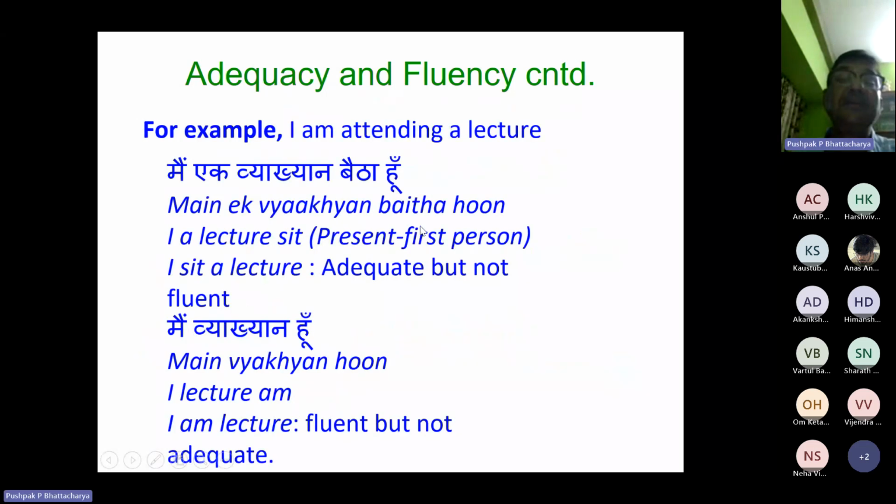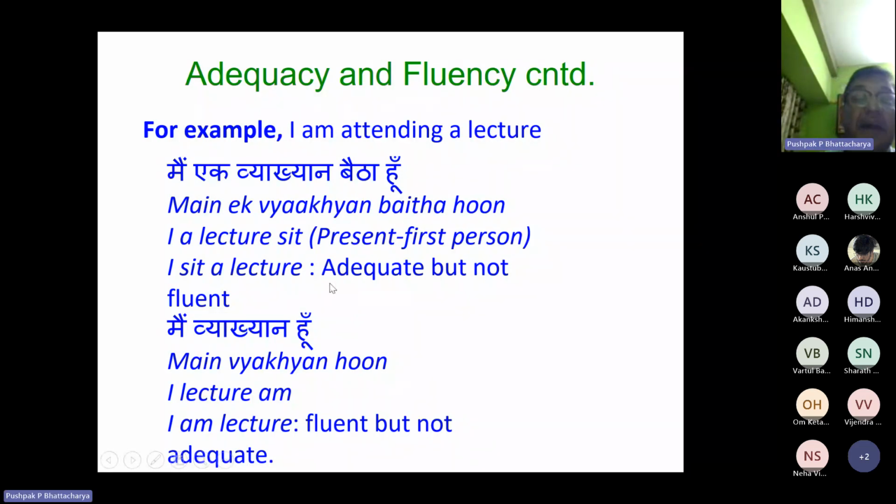So adequacy and fluency we exemplify with further sentences. Suppose the English sentence is I am attending a lecture. मैं एक व्याख्यान बैठा हूँ in this sentence. I, one, lecture, sitting. So this is not well formed, but the meaning is conveyed. See? So it is adequate. That means it is transmitting the meaning, but it is not fluent. But if I say मैं व्याख्यान हूँ, then it is fluent, but it is inadequate, unfaithful.